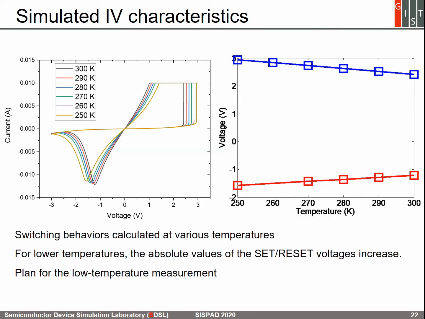After calibration of parameters, the switching behaviors are calculated at various temperatures down to 250 Kelvin. For lower temperatures, the absolute values of the set and reset voltages increase as shown in the right figure. A similar trend can be found in a previous report. We have a plan for the low temperature measurement to further validate our calculation result.